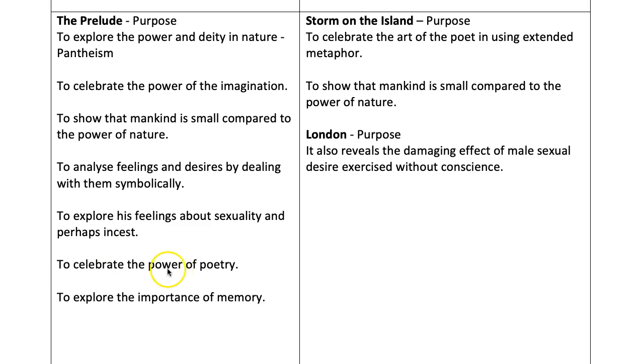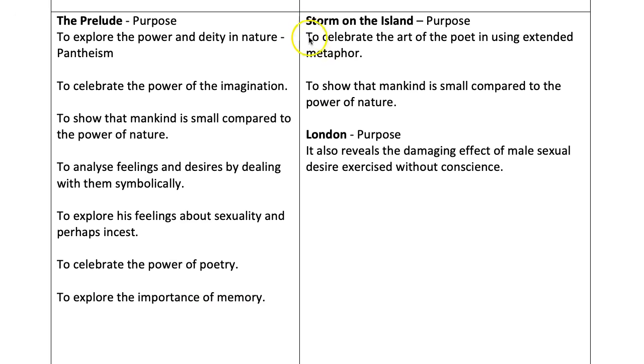To celebrate the power of poetry and to explore the importance of memory. So the key thing about the Prelude is it wasn't written by Wordsworth in order to be published. He kept it private for decades, worked on it, and after his death it was published posthumously. So there are lots of deep and private memories and private symbols in here, and lots of reasons why he didn't make it public, okay?